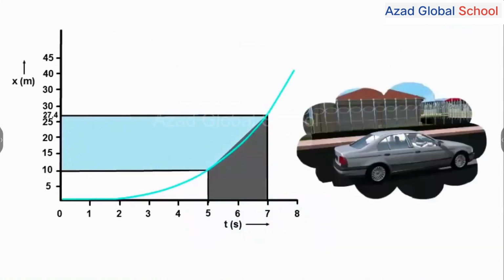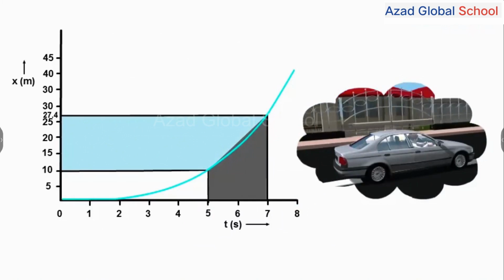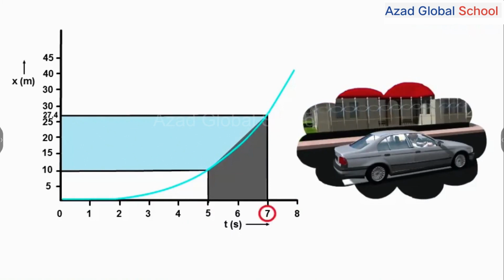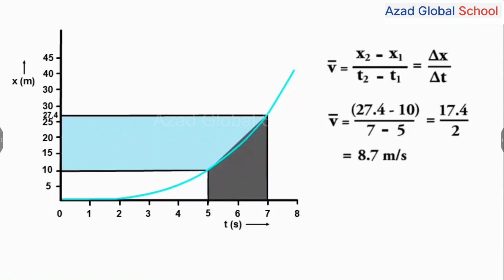Consider the motion of the car as shown here. As seen from the plot, the average velocity of the car between time t is equal to 5s and t is equal to 7s is V bar is equal to (x2 minus x1) upon (t2 minus t1), which is equal to delta x upon delta t, which is equal to (27.4 minus 10) upon (7 minus 5), which is equal to 17.4 upon 2, which is 8.7 meter per second. Geometrically, this is the slope of the straight line P1 P2 connecting the initial position P1 to the final position P2.